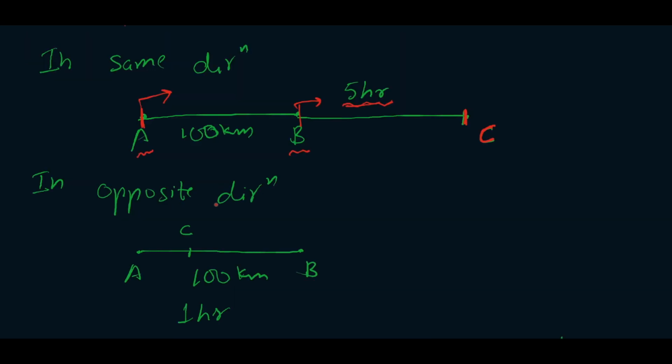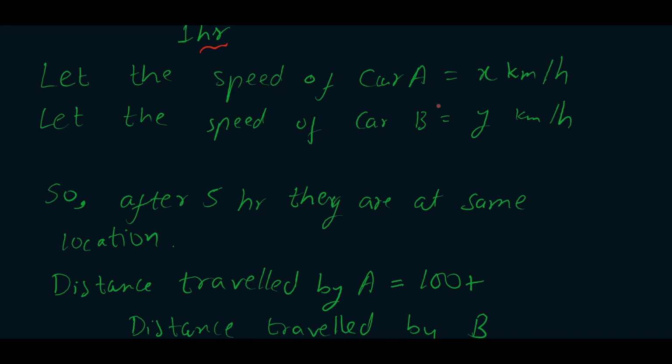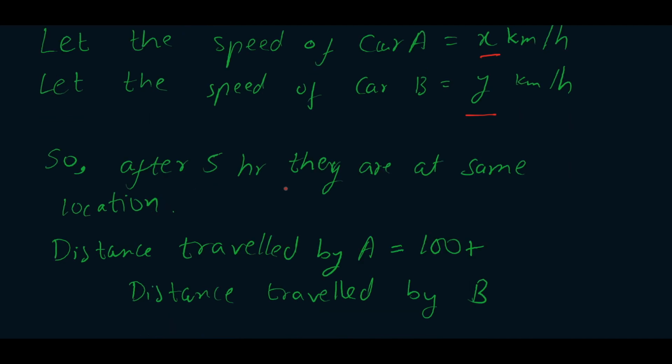So now they are traveling in the opposite direction. So A is traveling towards the right and B is traveling towards left. So they meet at some point C after 1 hour. So we need to find the speeds of A and B. So let us take the speed of car A equals to x and let the speed of car B be y. So after 5 hours they are traveling in the same direction.